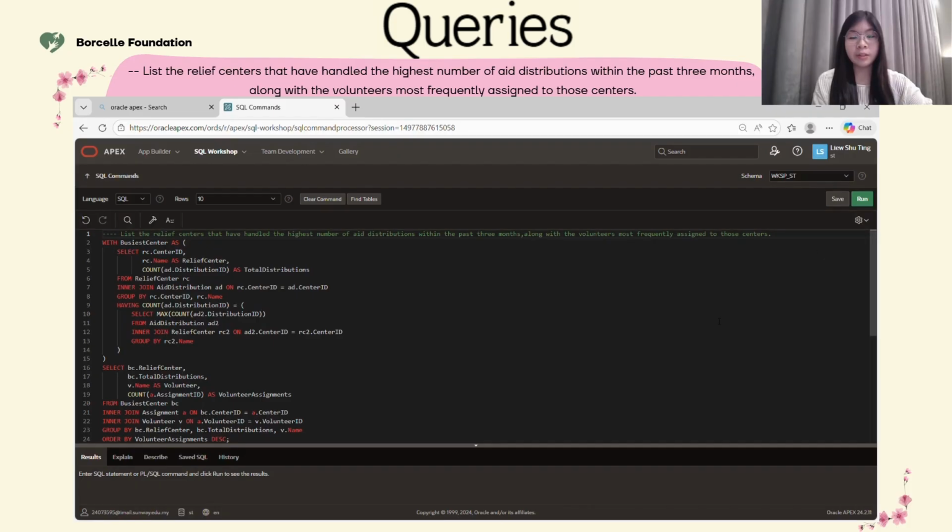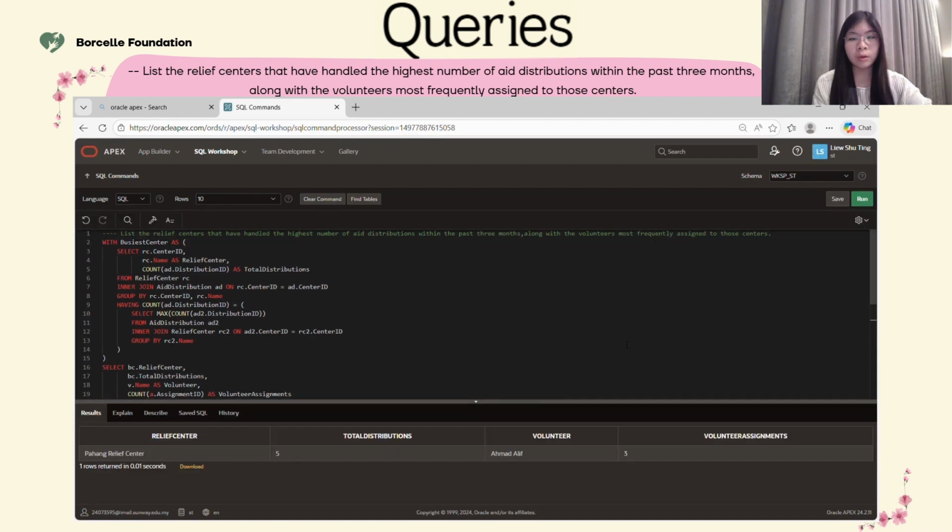I will now demonstrate several SQL queries that show how our database supports analysis and decision making. The first query identifies the relief center that handled the highest number of aid distributions, along with the volunteers most frequently assigned to that center. This query uses a common table expression to calculate the total number of aid distributions per relief center. A subquery with the max function is then used to find the busiest center. By joining this result with the assignment and volunteer tables, we can identify the most active volunteers at that center. This information helps management to identify high-demand locations and allocate resources more effectively.